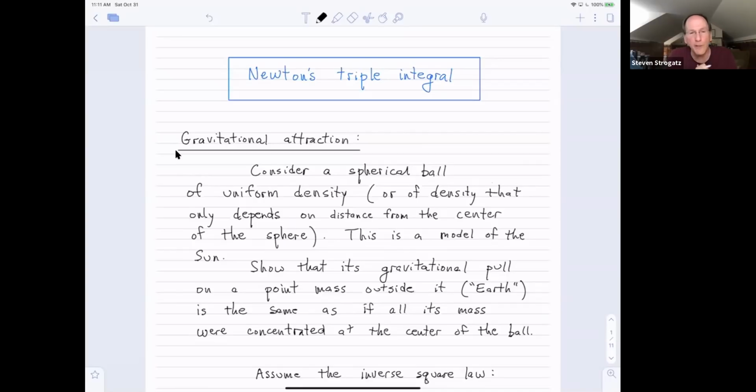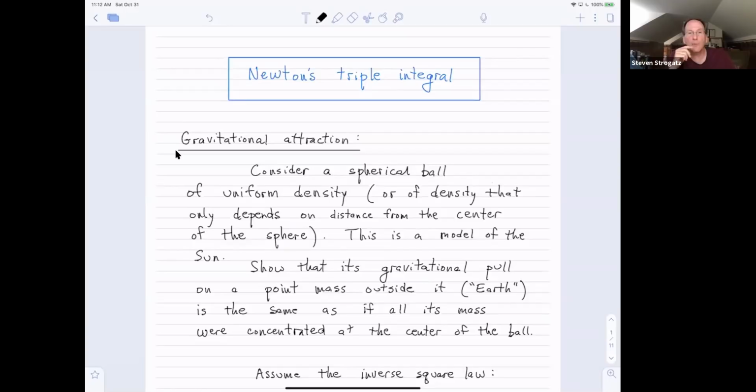Or actually, we won't need that. If the density just depended on the distance from the center of the sphere, that would be enough. That is, we can add up the contributions of all the atoms, one spherical shell after another, starting at the center and then expanding out till we get to the outer radius of the sun. As long as the density only depends on the radius and not on the angle, either theta or phi in spherical coordinates, the calculation we'll do will work. But for simplicity, let's suppose it's just a uniform density sun.